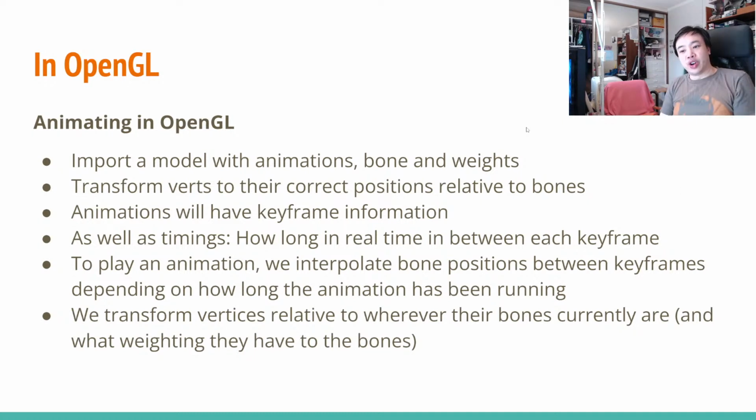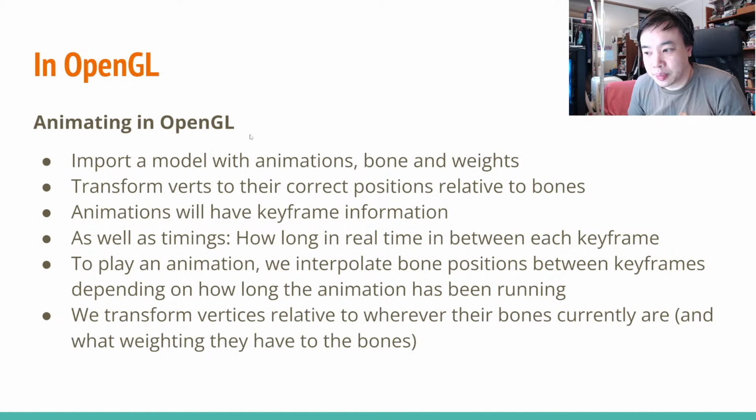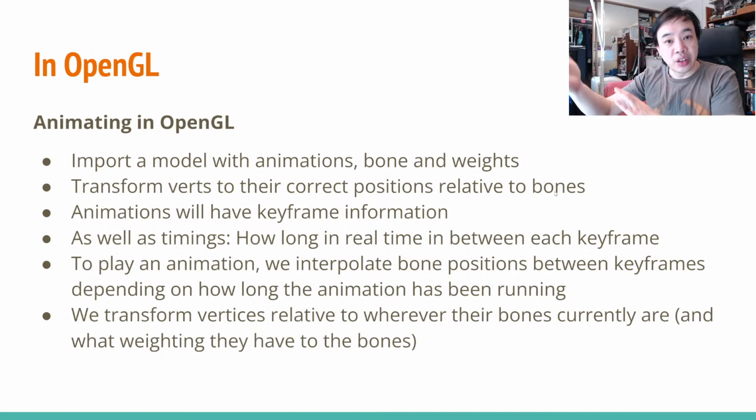So when we're doing this in OpenGL, what we're going to receive with our model is the animations and the bones and the weights. So we're going to get the rigging from the animators, or the riggers if it's separate people. And then what we would need to do is say that based on the bone weights in each vertex, we would take the positions of the bones and the offset that we are from the bone.